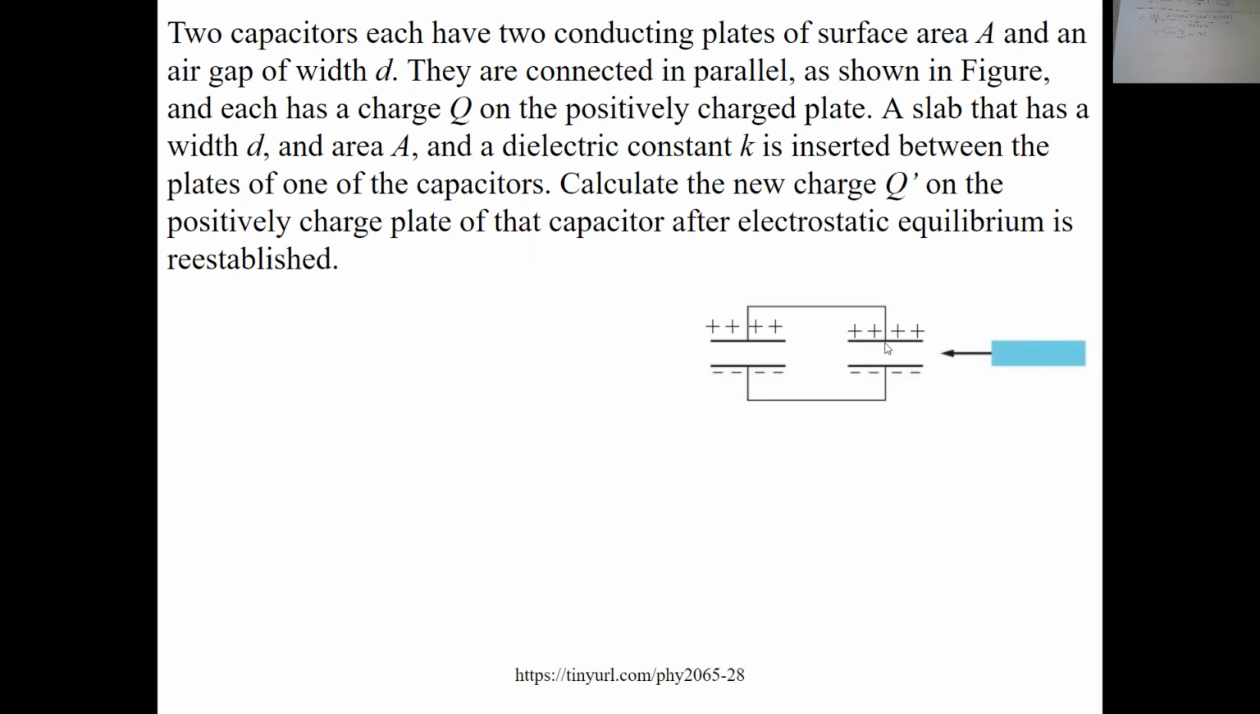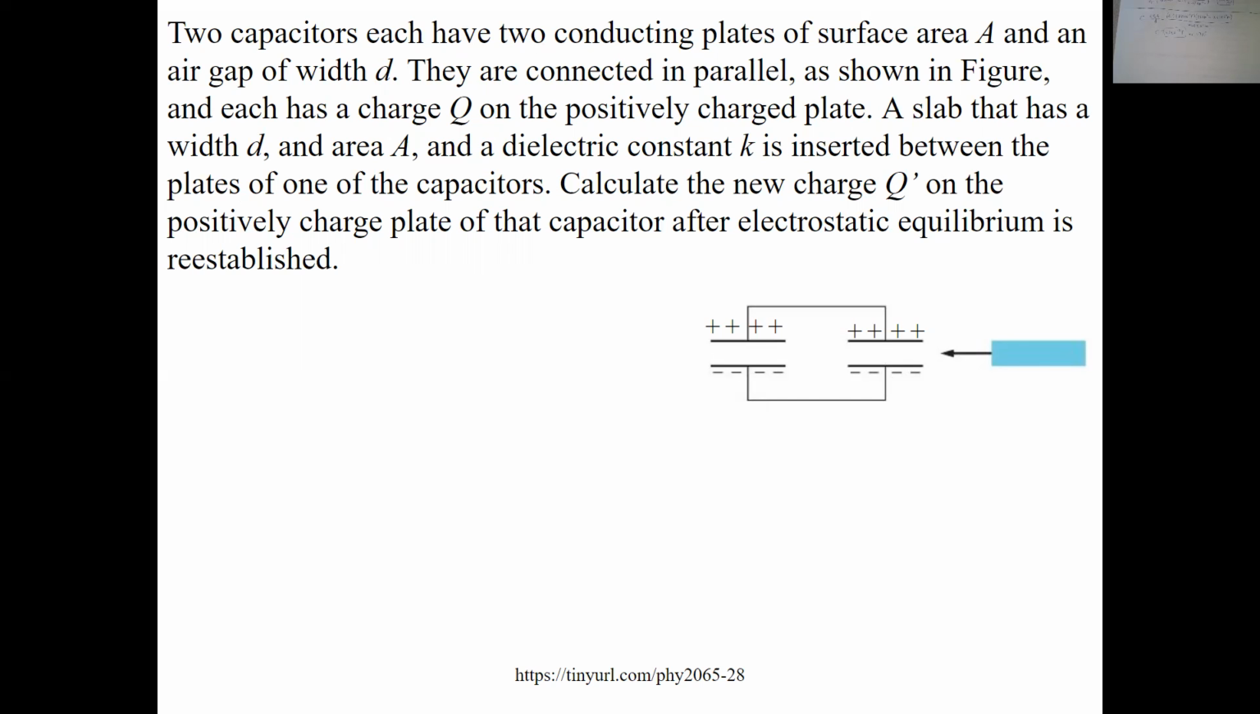Then the capacitance of this one will change, right? It will increase. In that sense, the electric field between the two plates will decrease, and then the potential will also decrease. So the potential on this capacitor is decreased, so it will be different from the potential on this one, right? If you have potential differences across the two, then the charge will be redistributed, reaching electrostatic equilibrium.